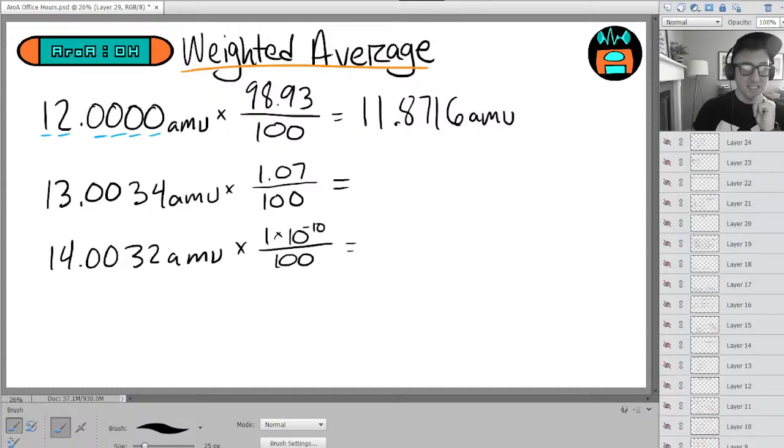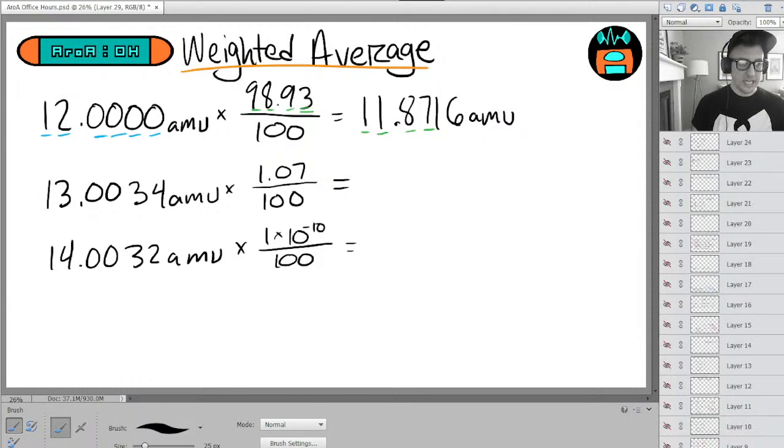12.0000 has 6 significant figures, but 98.93 only has 4. So our answer is going to be limited to 4 significant digits. So I'm going to count them off. 1, 2, 3, 4. I'm not going to round right now. You should always wait to round till the end of the problem. So I'm not going to round this, but I'm putting these lines here to remind myself that this is the last sig fig, that 7 is the last significant digit in the number.